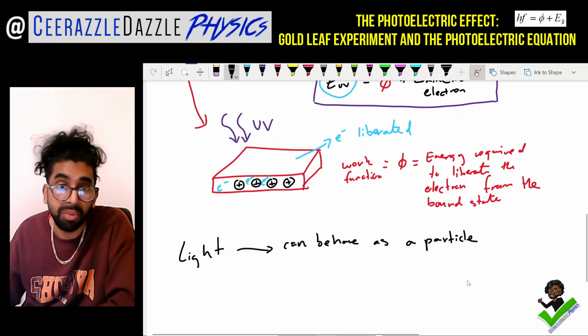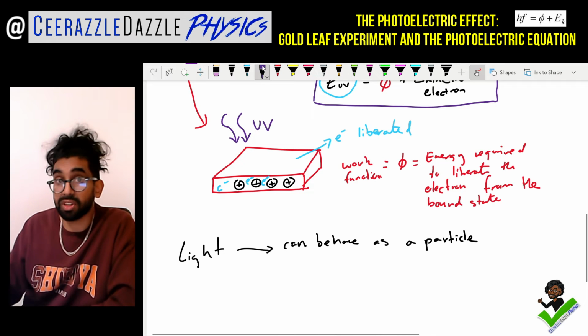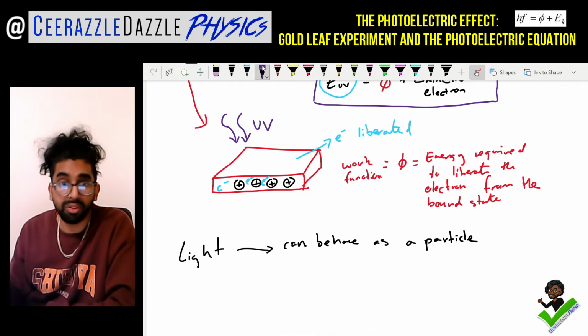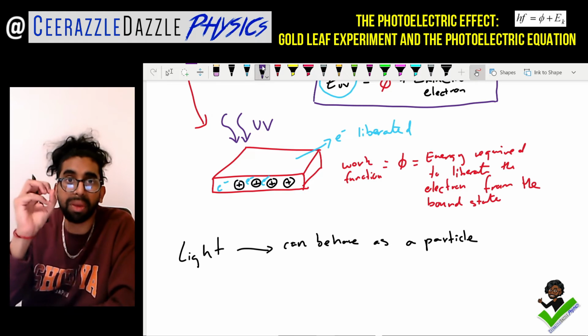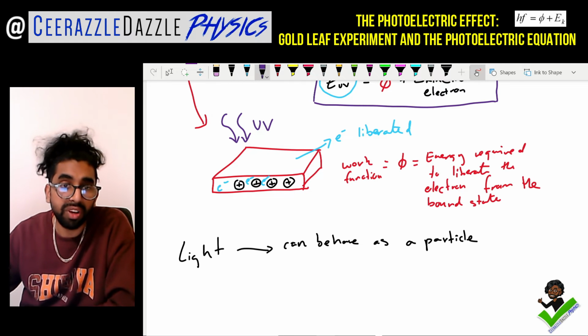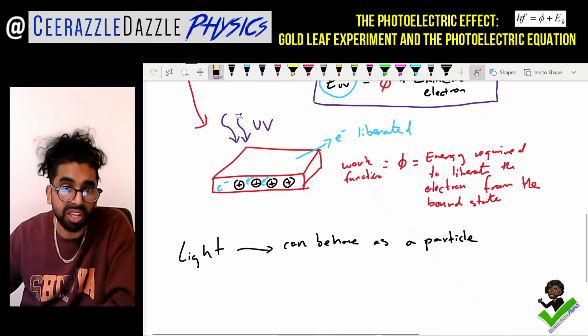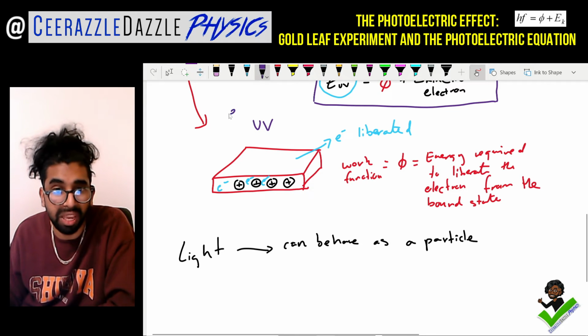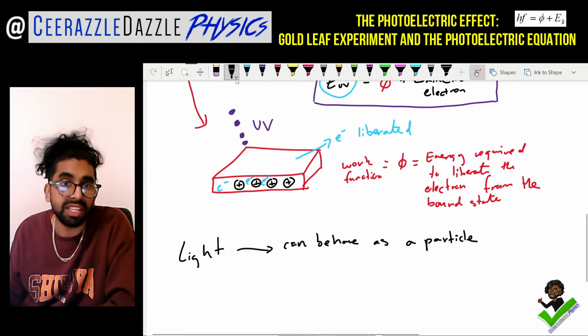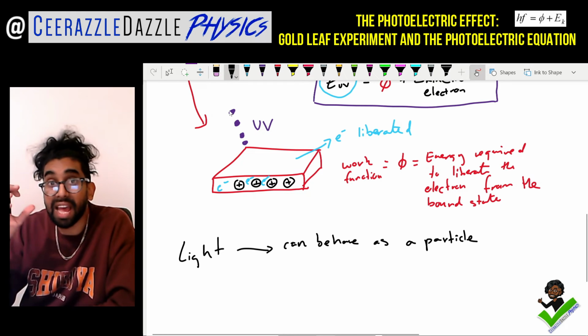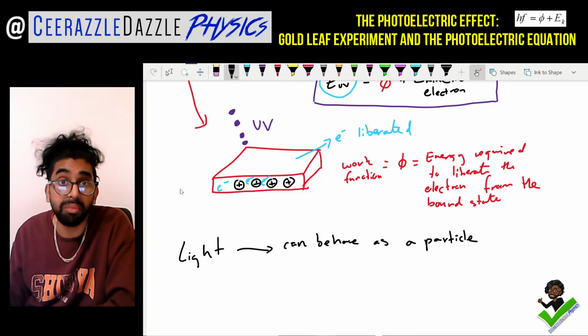Don't visualize waves going like this now. From now on, think of ultraviolet light or any type of light arriving like pellets or packets of energy. So I'm going to redraw ultraviolet light as if it's arriving like a particle. Let's draw it as little paintball pellets over here. They're arriving right now. The key thing is this: these packets of energy, we're going to call them photons.